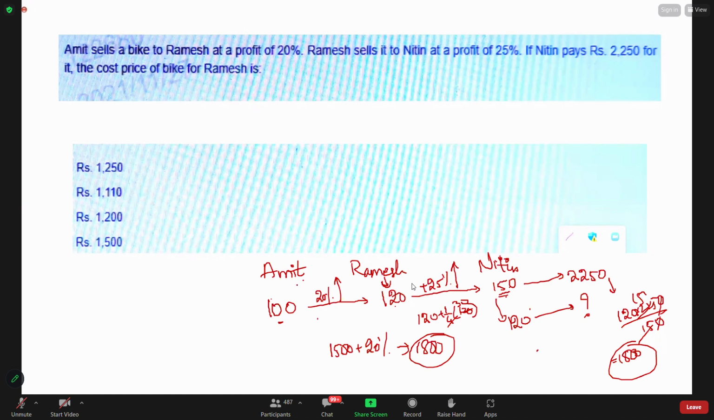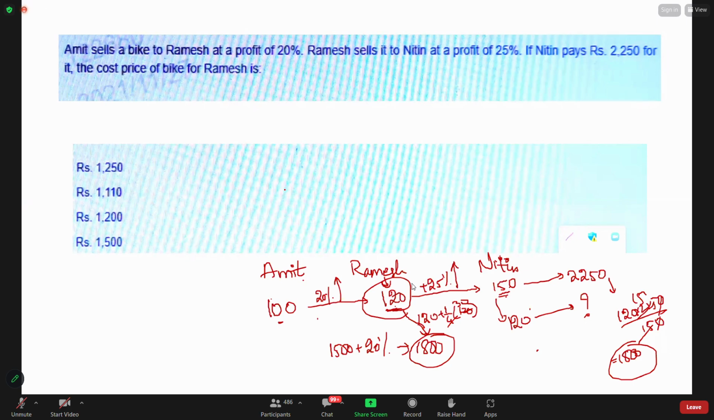But we don't have it in the options. The cost price of the bike for Ramesh. Cost price of the bike for Ramesh was 120. We are finding out 120. You don't have it in the option. Now let us read the question again. Amit sells a bike to Ramesh at a profit of 20%. Ramesh sells it to Nitin at a profit of 25%. If Nitin pays 2250, then the cost price of the bike for Ramesh is what? It is 1800, obviously.